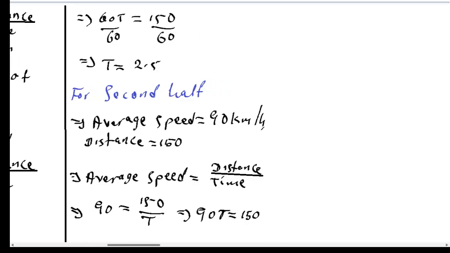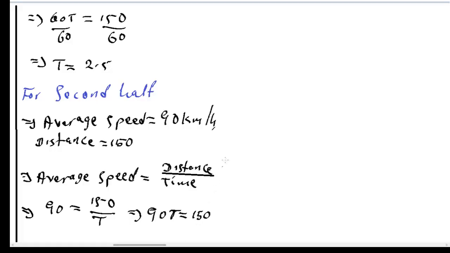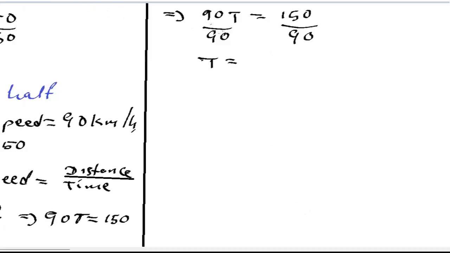So that implies we are looking for T, right? So we divide through by 90. Divide through by 90. 90 divides 90 and we get 1 there. Now 1, we are getting 1.67.